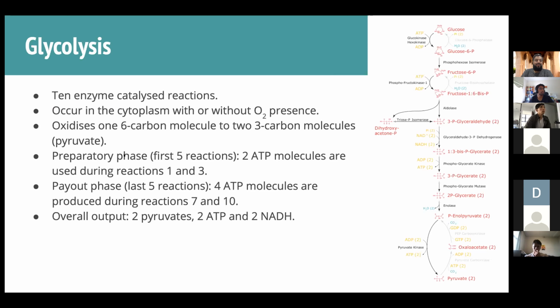preparatory phase. I don't know if I'm saying this correctly, but it involves the first 5 reactions where 2 ATP molecules are being used in these reactions, specifically in reaction number 1 and reaction number 3. And then the payout phase, which consists of the last 5 reactions, where 4 ATP molecules are produced, 2 in reaction number 7 and 2 in reaction number 10. So the overall output: 2 pyruvates, 2 ATP, and 2 NADH.